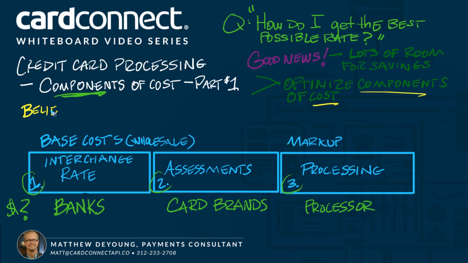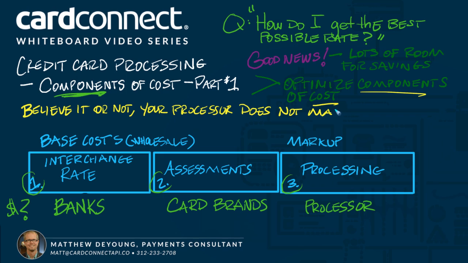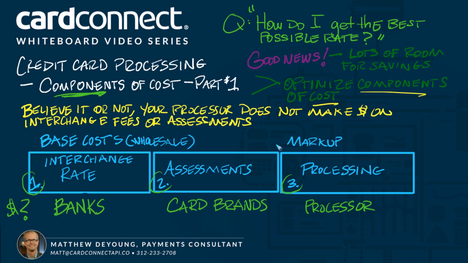So believe it or not, your processor does not make money on the interchange rate or the assessments. That is going to the banks and the card brands. And you should also know that when it comes to the markup or the processing fees, it's split between the banks, software, and other players involved. I'll address those things in a different video, but that kind of gives you an idea.